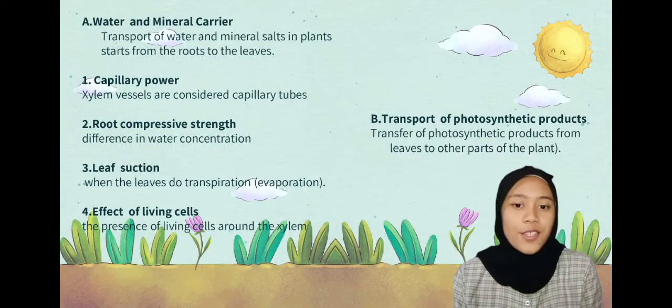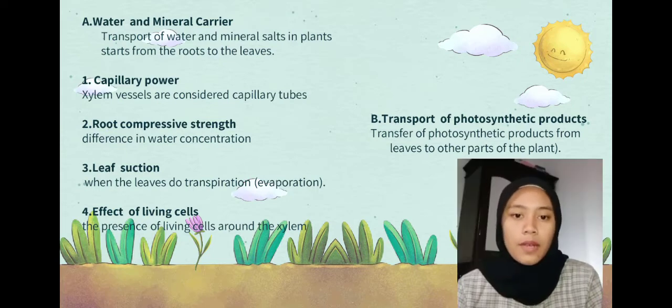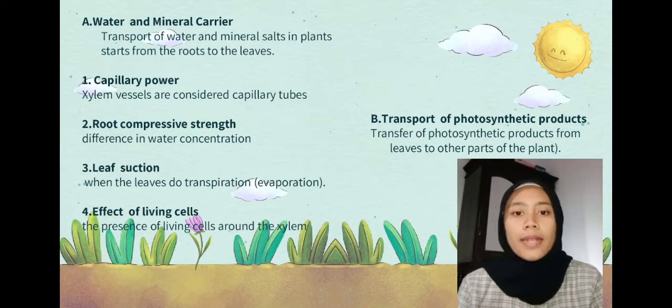The transport mechanism in plants consists of the transportation of water and minerals to the leaves for photosynthesis and the distribution of photosynthesis products to all parts of the plant's body. A. Water and mineral transportation. Transport of water and mineral salts in plants starts from the roots to the leaves to be used as photosynthesis material. One: capillary power. The xylem vessels found in plants are considered as capillary tubes.